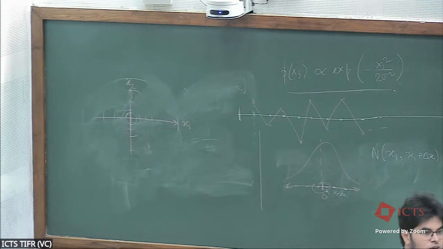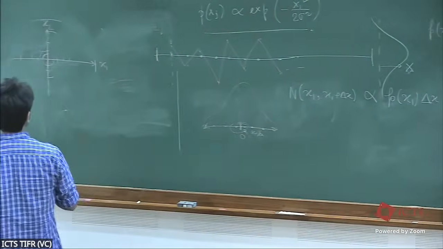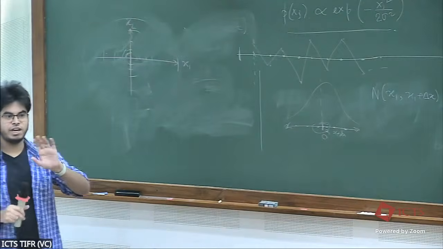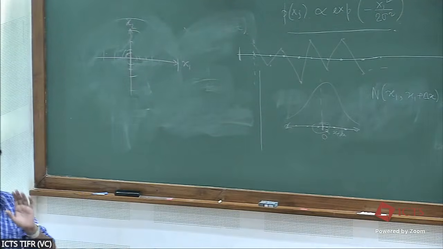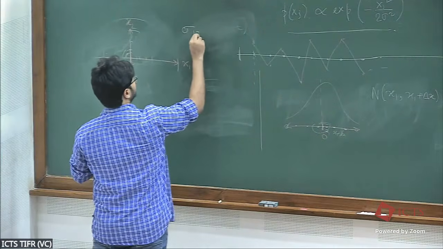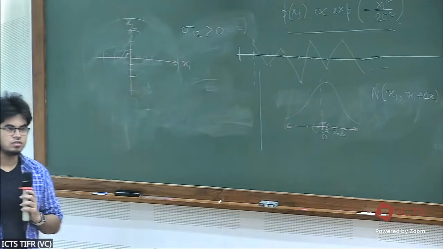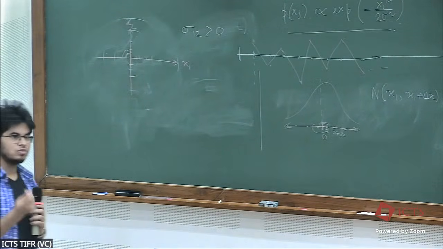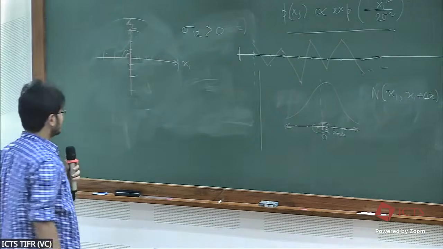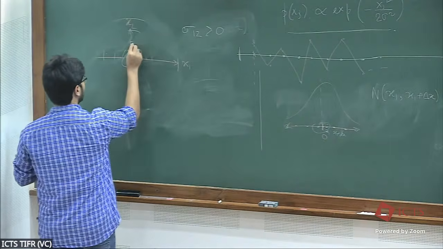So when sigma 1, 2 is greater than 0, what would it look like on this plot? Any guesses? I just explained to you what correlation means. I'm asking you, what will this plot look like when sigma 1, 2 is greater than 0? There is positive correlation between x1 and x2. Exactly. So your contours will now look like ellipses.